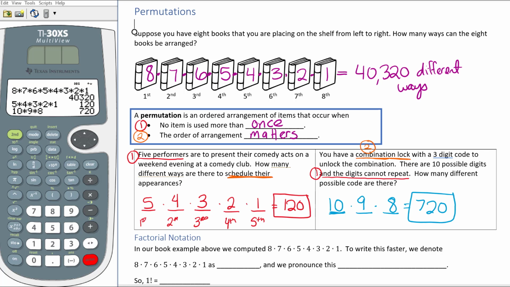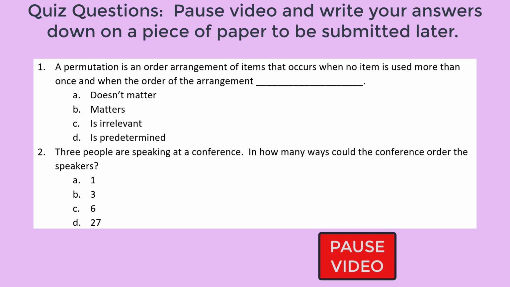Notice that on our first example, we had 5 times 4 times 3 times 2 times 1. It went all the way because we used up all 5 performers. Whereas in the second example, this didn't go all the way to 1. It stopped at 8, so it wasn't 7 times 6 times 5. None of those were available because we're picking only for a 3-digit lock. So that didn't mean you have to use everything. It just meant that if you use it, you can only use it once, and that the order matters, and that's what creates a permutation.